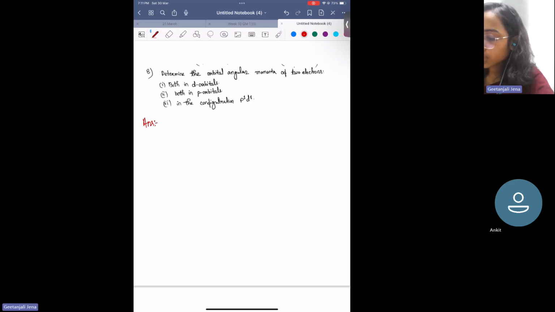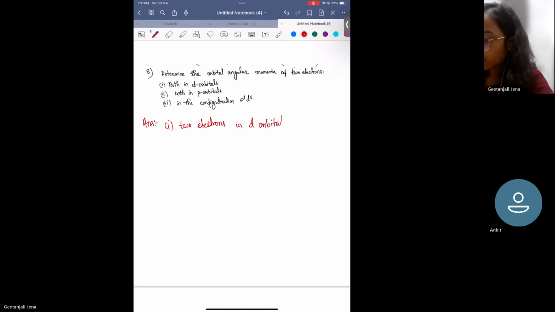So the next question is, determine the orbital angular momentum of two electrons when the two electrons are in d orbital. So we have two electrons in d orbital. It is asking what the orbital angular momentum of two electrons in the d orbital is.